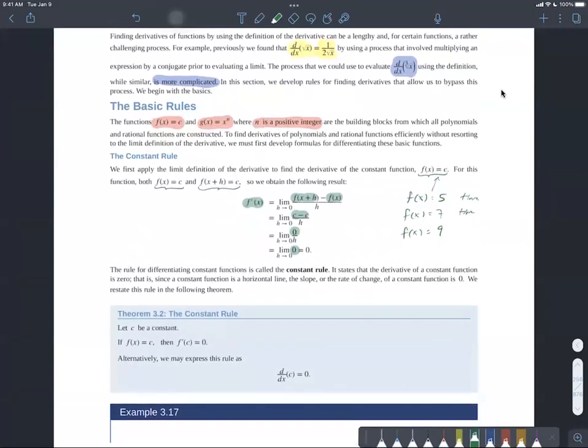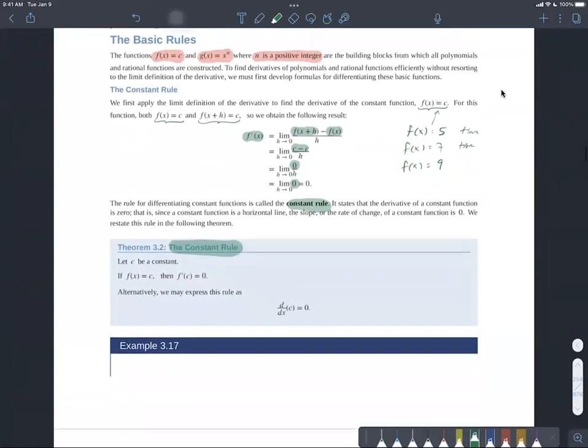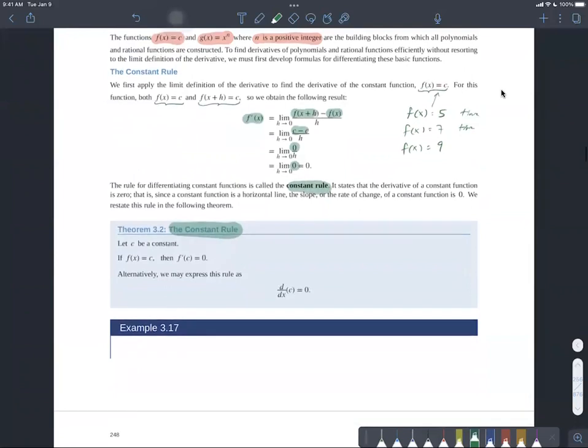So let's continue reading. The rule for differentiating constant functions is called the constant rule. It states that the derivative of a constant function is 0. That is, since a constant function is a horizontal line, the slope, or the rate of change, of a constant function is 0. We restate this rule in the following theorem. Okay, so it talked about it there in terms of the graph of the function. The graph of a constant function is a horizontal line. And we know that the derivative function should give us the slopes of the tangent lines. Well, if it's a horizontal line, the slope of the tangent line is 0. Therefore, the derivative function must return 0 always. And that's why the derivative of a constant function is the 0 function.